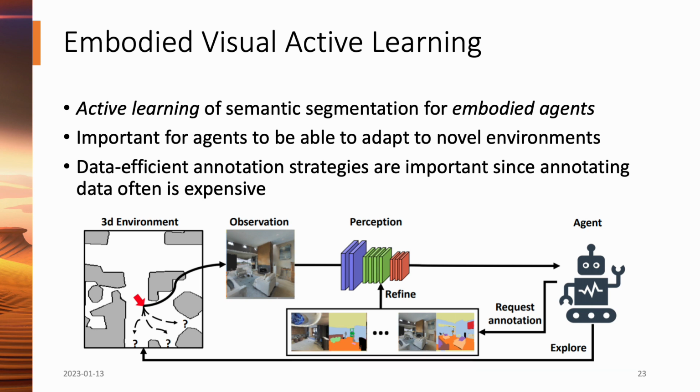And while the paper studies the problem for semantic segmentation, which is a task with very expensive per-pixel annotations, the idea of embodied active learning is applicable to other vision tasks such as human pose estimation or object detection. At a high level, the task is presented below. The embodied agent explores a 3D environment and receives the current view as an observation. The observation is then processed by its perception model and passed to the agent so that it might either request annotations for that observation or select a movement action to explore the environment further.